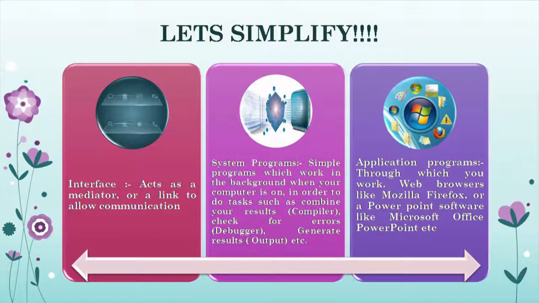System programs are basically simple programs which work in the background when your computer is on in order to do tasks such as combining your work, that is the compiler, checking for errors, that is the debugger, and generating results, that is output. Application programs are the ones through which you work. Web browsers like Mozilla Firefox or PowerPoint software like Microsoft Office PowerPoint are some examples.